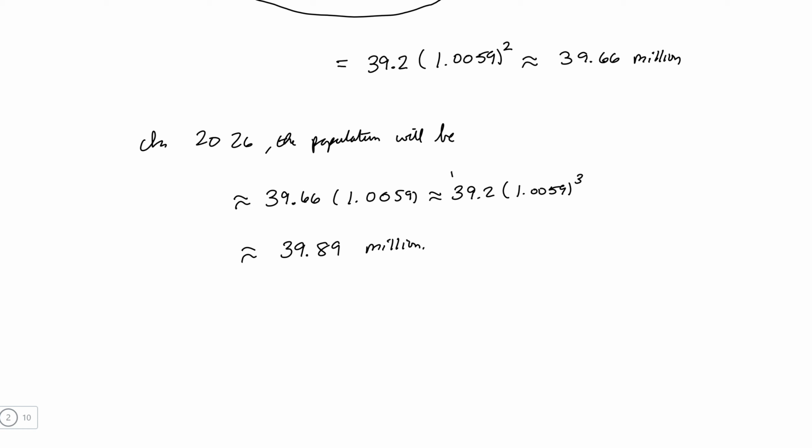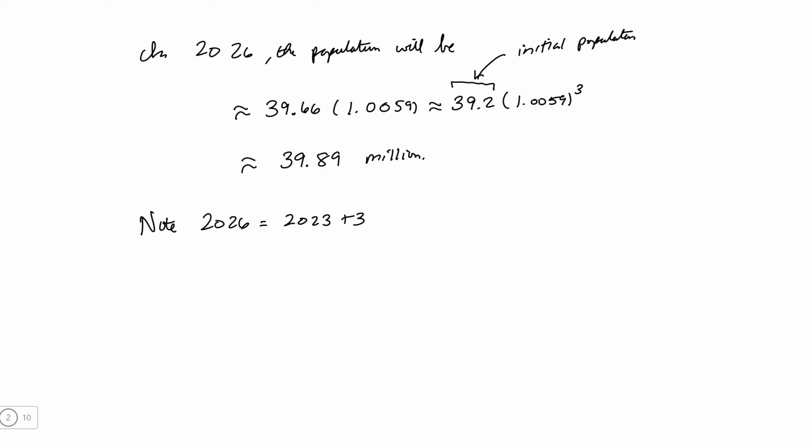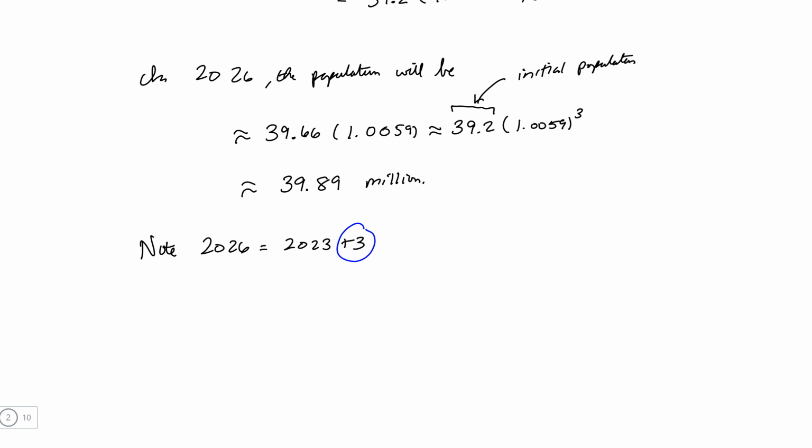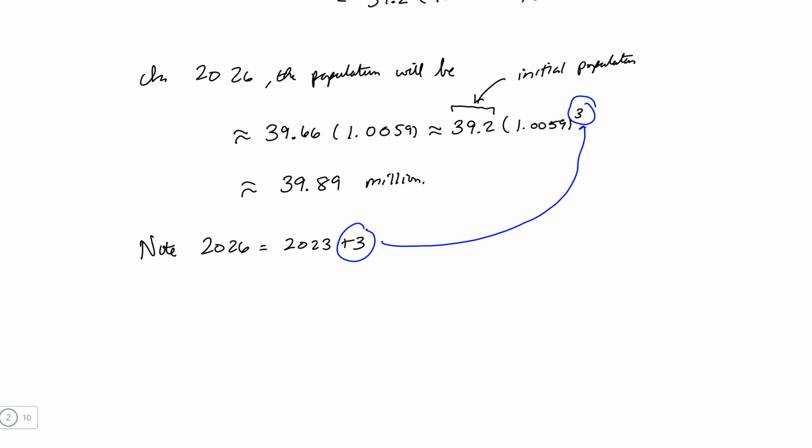So we have this 39.2, which is our initial population from when we started the measurements. And then we have this exponential factor here that's telling us how we grow. So notice that 2026 is equal to our initial year plus 3. And so we can see this 3 here is exactly the exponent. So we can then figure out our general formula.